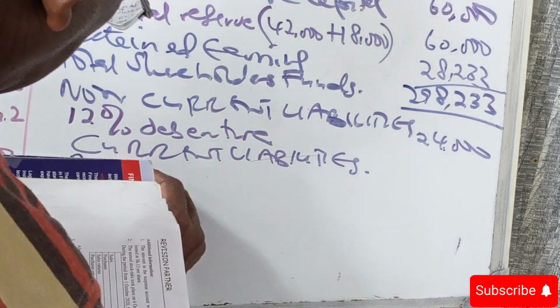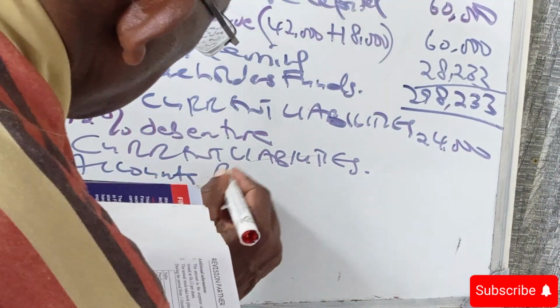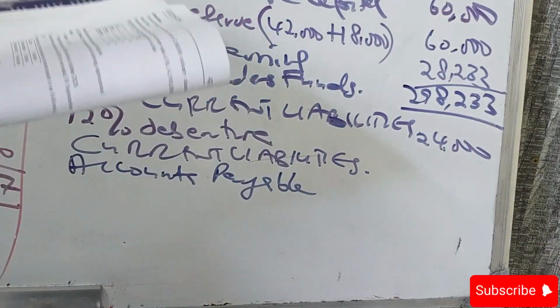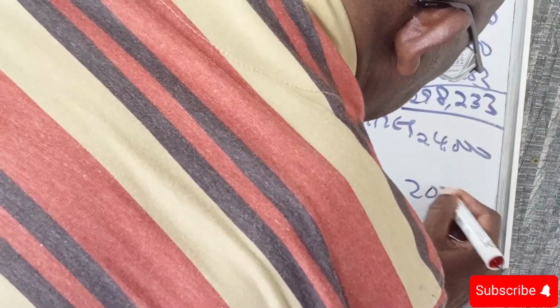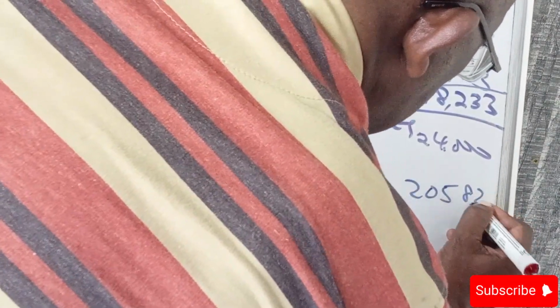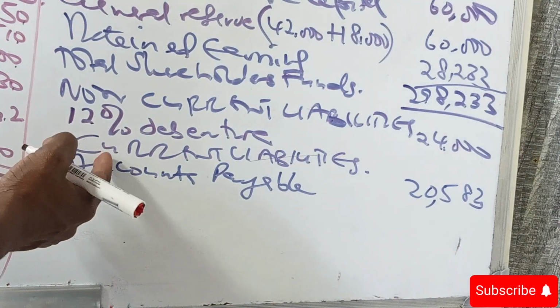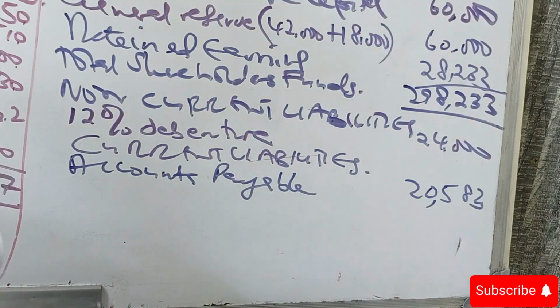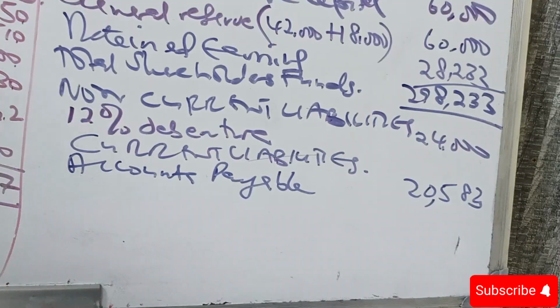2583, accounts payable amounting to 2583. Remember the format. Ideally, if we had bank overdraft, we would start with bank overdraft, then we come to the accounts payable. Then quickly go through your workings.